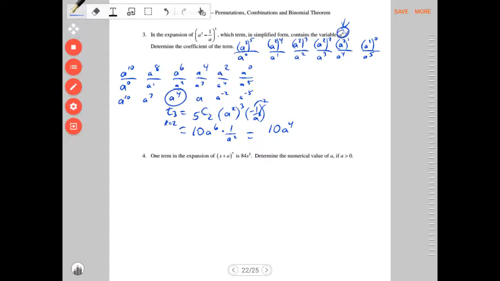Great. So it has the a to the 4th in it. And we just want the coefficient. So the coefficient is just 10.